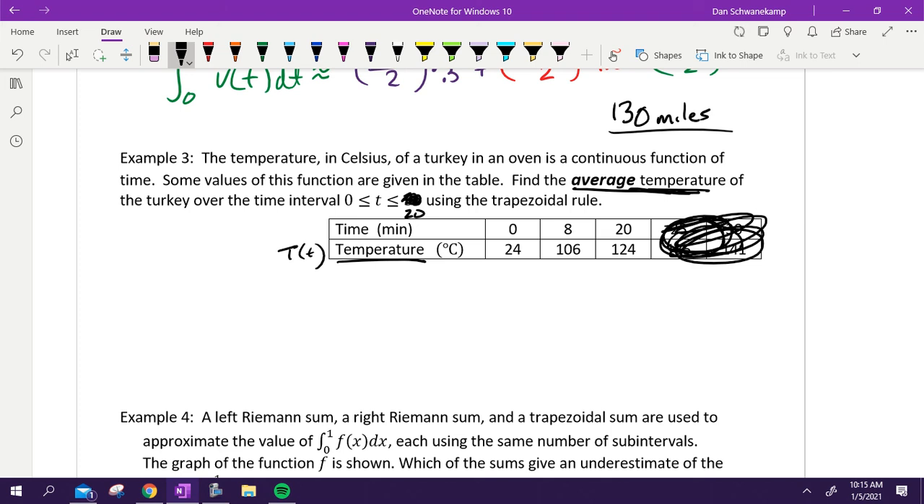What do I need to do to find the average temperature if they gave me the temperature? Integral. I'm going to find the integral from 0 to 20 because I want to find the average temperature from 0 to 20. What am I going to integrate? The temperature, T of t dt. What else do I need to do if I want to find the average temperature? Multiply by 1 over 20.